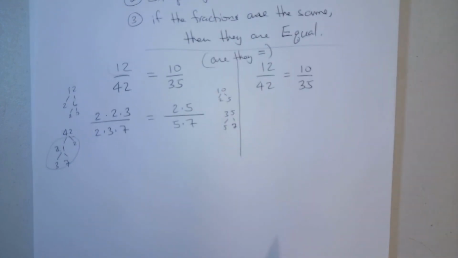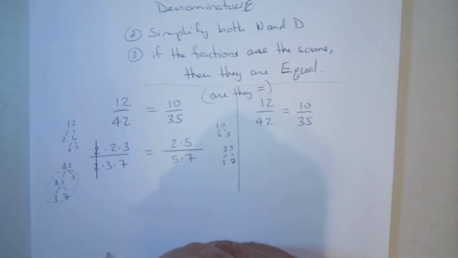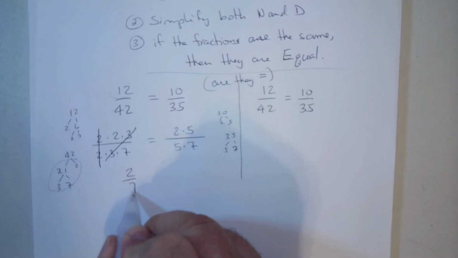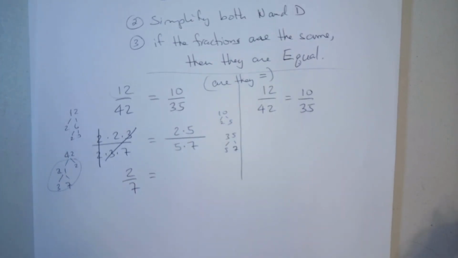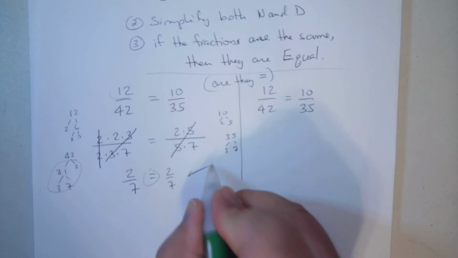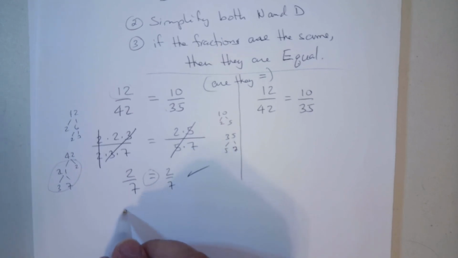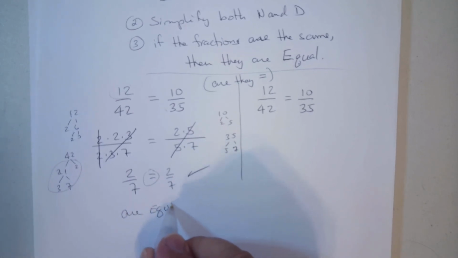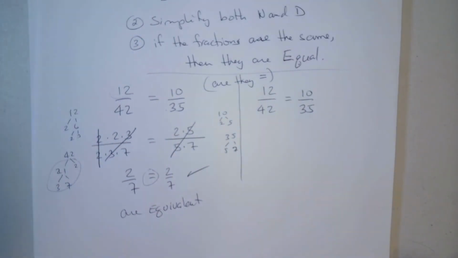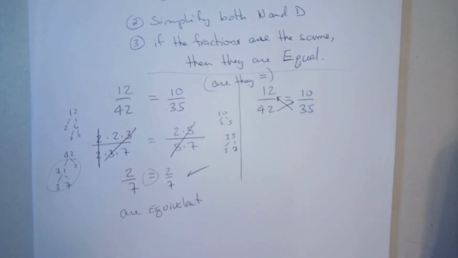Now, simplify. Remove whatever you have the same. They both have a 2. They both have a 3. So this one simplifies to 2 over 7. They both have a 5. This one, 2 over 7. They're the same, so those two fractions are equivalent. That's one way of doing it. Another way of doing it: if they're equal, then if we cross multiply.